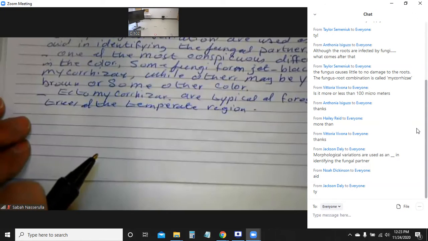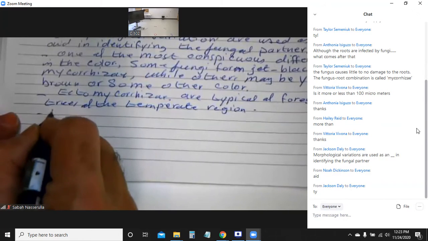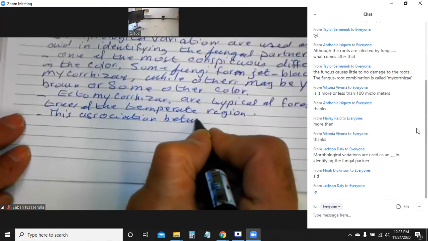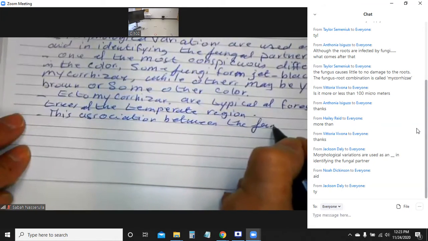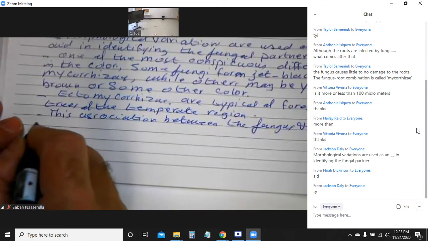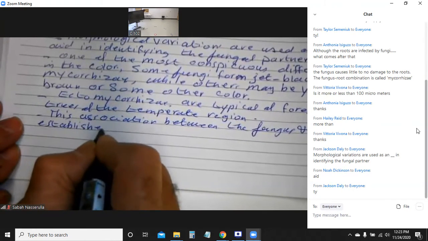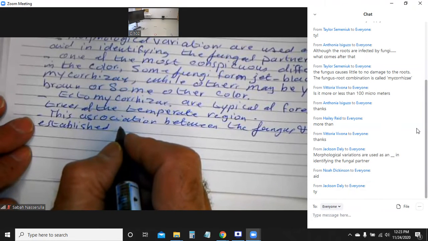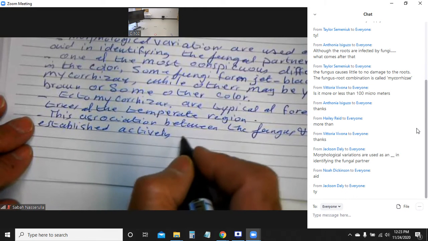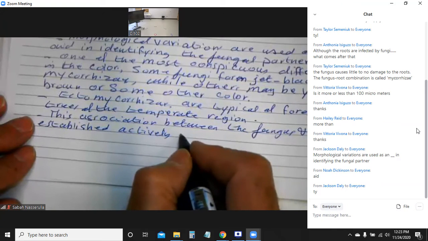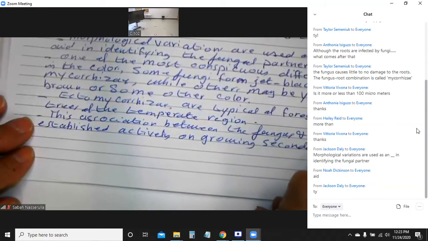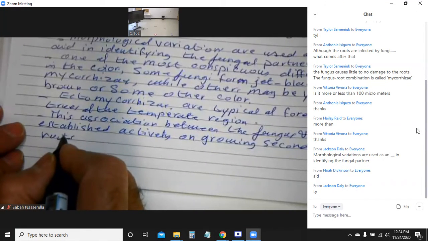The other point to mention here: usually, this association between the fungus and the root is established actively on growing secondary roots.